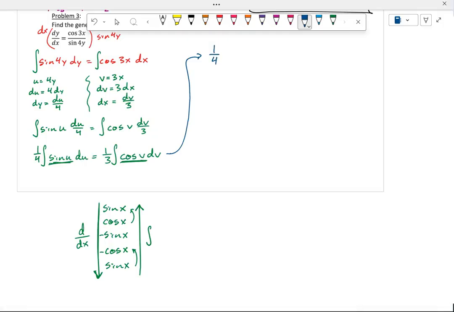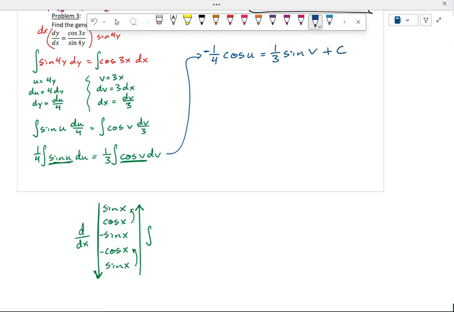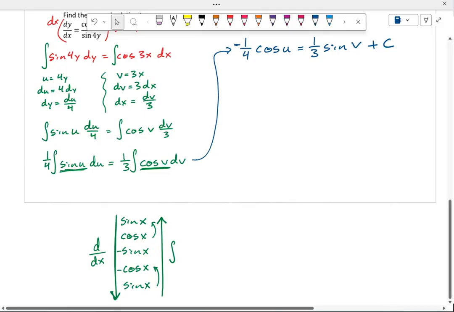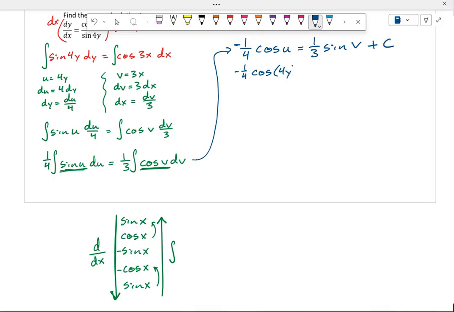So that is going to be 1/4. The integral, we're taking the integral, 1/4 times negative cosine, so that's going to be negative 1/4 cosine of u, equals 1/3 sine of v plus c. Let's go ahead and replace back in our u and our v. So that's negative 1/4 cosine of 4y equals 1/3 sine of 3x plus c.